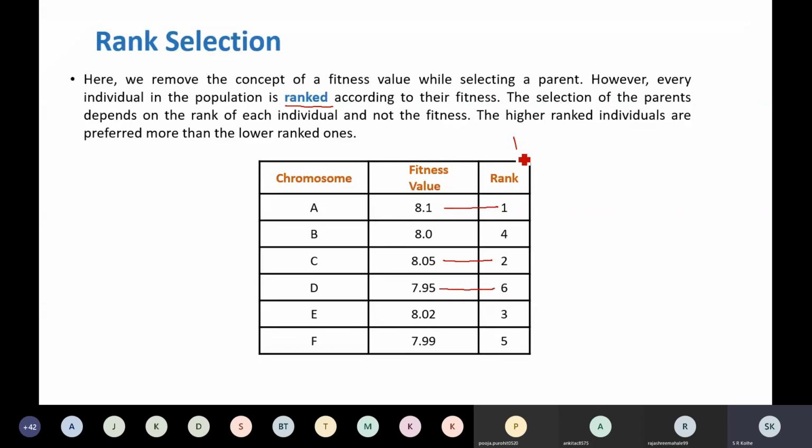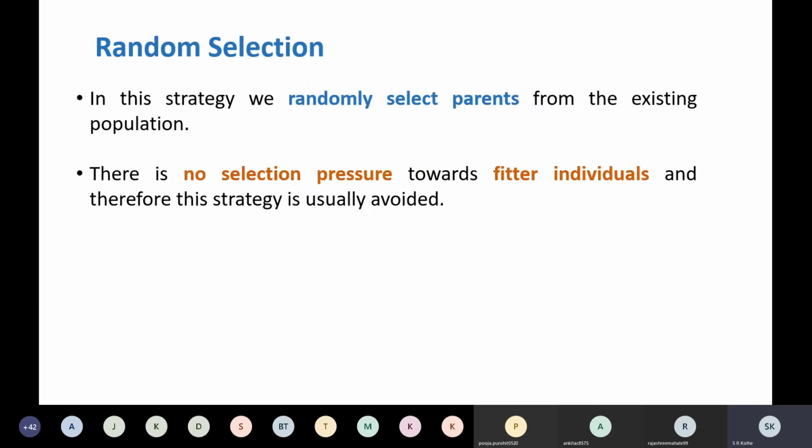So we are going to use these ranks while selecting chromosomes for mating purpose. Higher rank individuals will be preferred more than lower rank ones. That is rank selection, and next one is random selection, the last one. In random selection, a parent is selected randomly from the existing population. There is no selection pressure towards selecting the fitter individuals. So this strategy is not practically used.